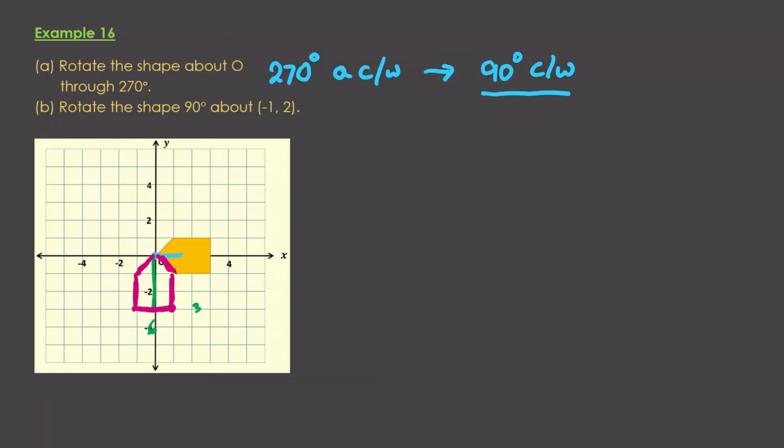Now in part B, we want to rotate the shape 90 degrees about another point, -1, 2. So -1, 2 is just here, and that's our center of rotation. I'm just going to clear the grid to make this more straightforward. Now I can do the same sort of thing.